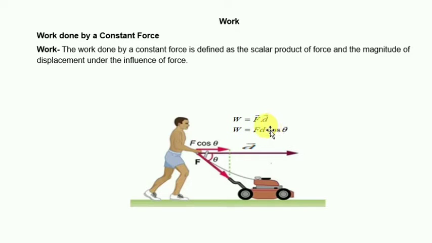You see the dot, which means work is a scalar quantity. When we have to convert this dot, we have to multiply by cos theta to get the magnitude. So it is F D cos theta. This is the work done.